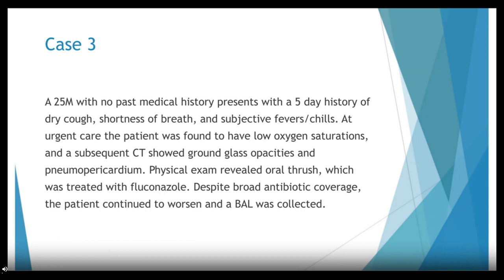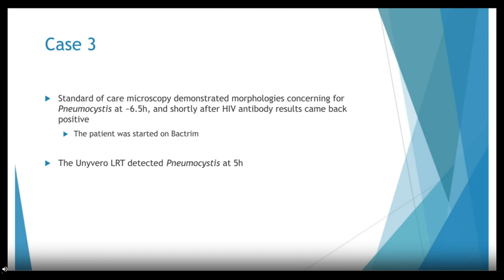So despite a nice broad antibiotic coverage, the patient did not get better. So when they did do the standard of care BAL culture and microscopic analysis, they noticed that there was pneumocystis. And this occurred really quickly at about 6.5 hours after collection. And right about the time that this pneumocystis result came back, the antibody results also came back positive. So this patient was started immediately on Bactrim in about 6.5 hours. So this is kind of a classic diagnosis of when things go right for pneumocystis diagnostics.